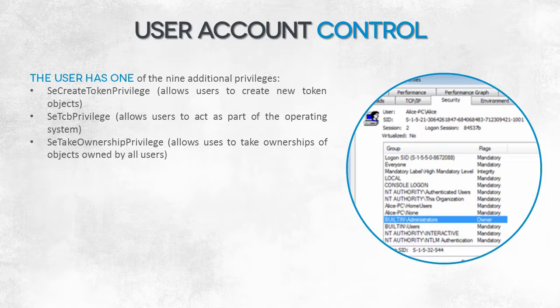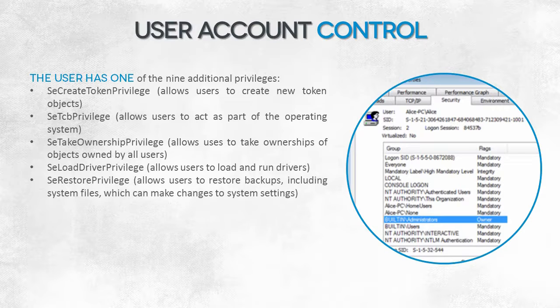SE take ownership privilege allows taking ownership of objects. SE load driver privilege allows installing drivers. These are processes running in kernel mode system. SE restore privilege restores the system's backup. SE impersonate privilege allows impersonating other users. We can launch processes acting as someone else.